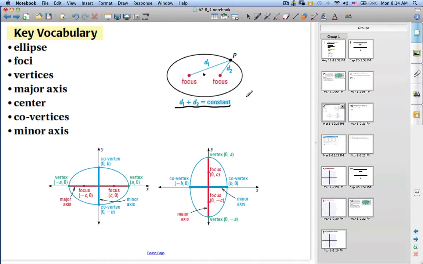So for instance, if I want to draft an ellipse, if I take a string of a certain size and I fasten it to the points of my two foci and put a pencil through a loop, I can draw a very good ellipse.